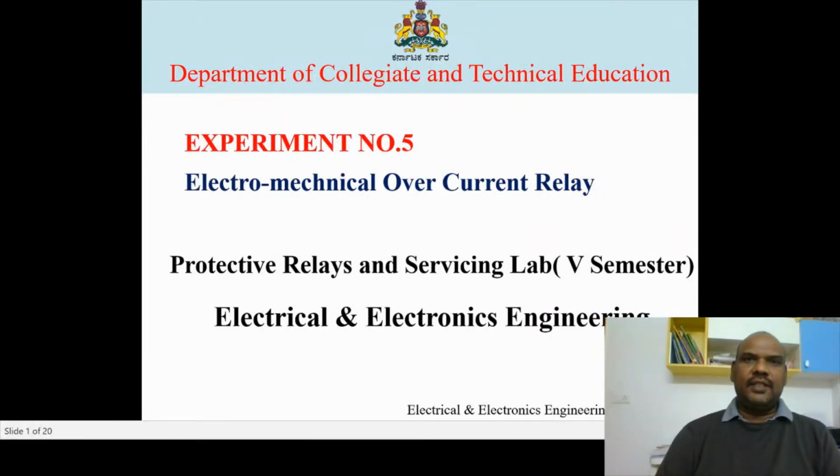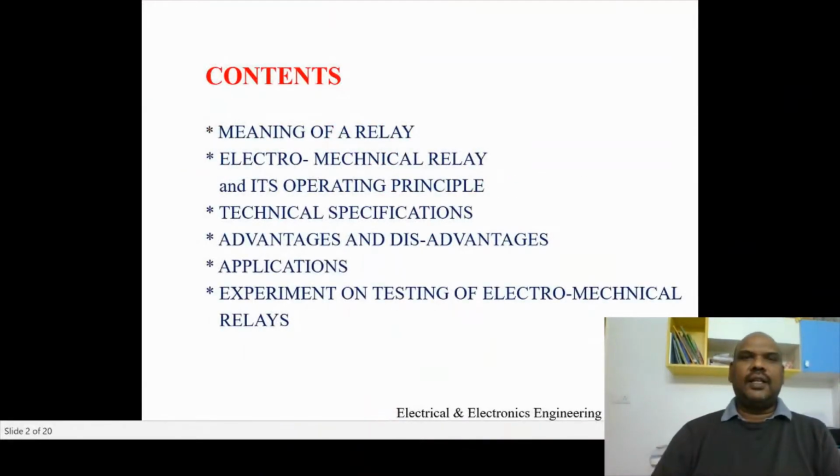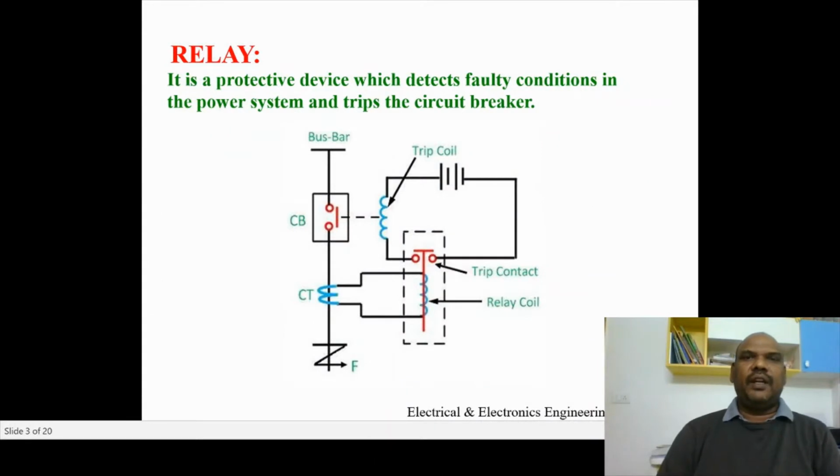Let us see the contents first. The contents are meaning of a relay, and then we'll see electromechanical relay and its operating principle, technical specifications, advantages and disadvantages, applications, and finally we'll see the experiment on testing of electromechanical relays. So first of all, what is meant by a relay? A relay is a protected device which detects faulty conditions in the power system and trips the circuit breaker.